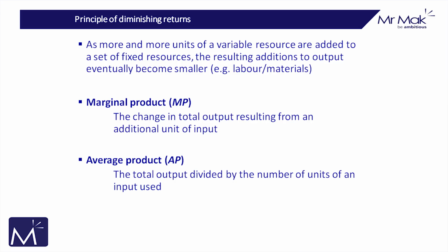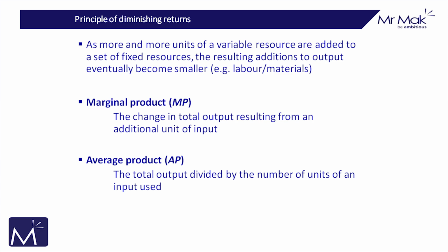So in a production process, we have something called marginal product. And all marginal product refers to is the change in total output that comes when you add an additional unit of input. So if you add 1 unit of a resource, how much extra output do you get on the other side? There's also something called the average product. The average product, on the other hand, is simply the total output produced divided by the number of units of input that is used. That is the average product.